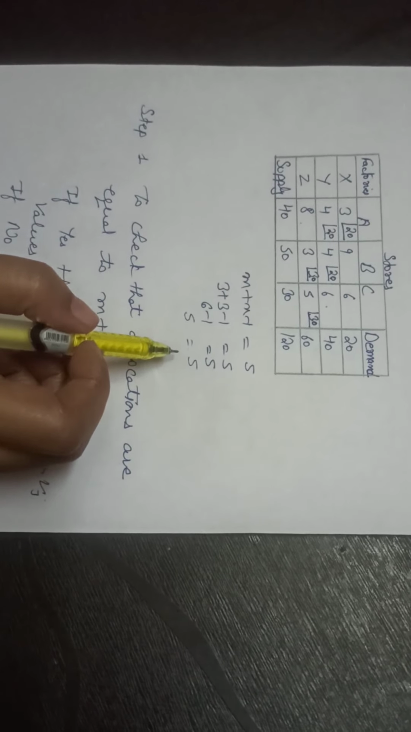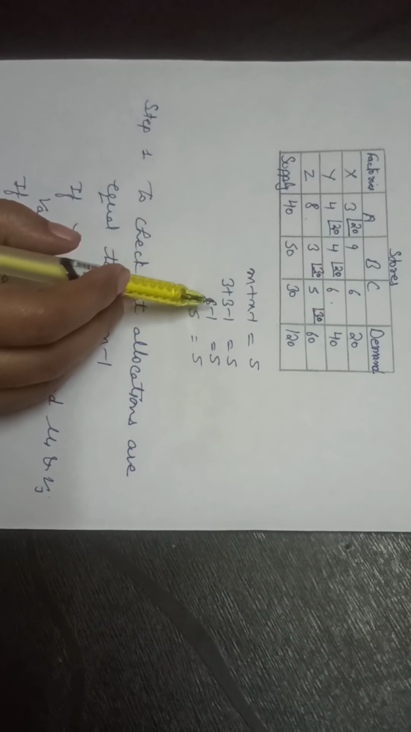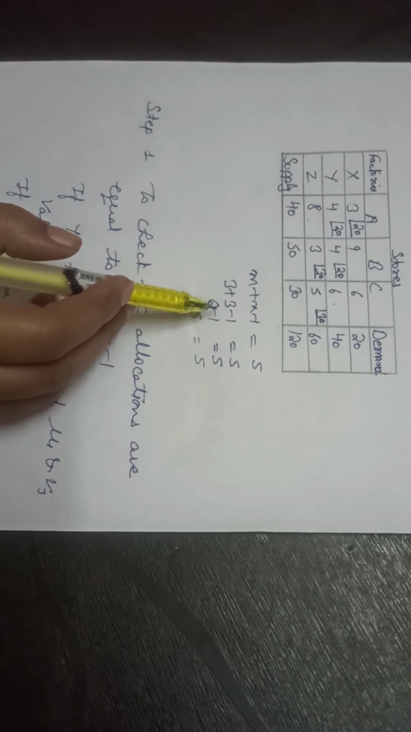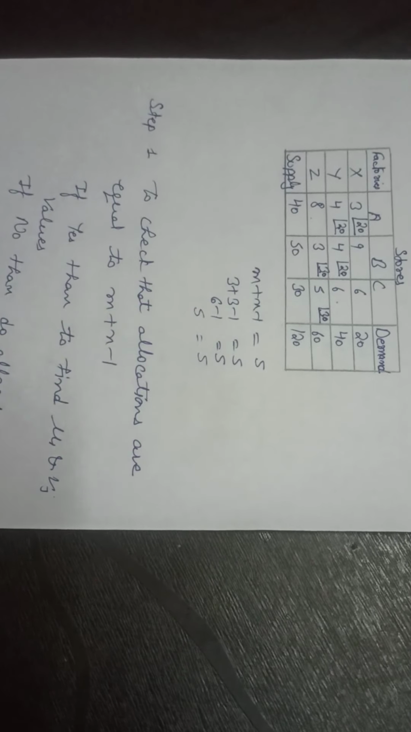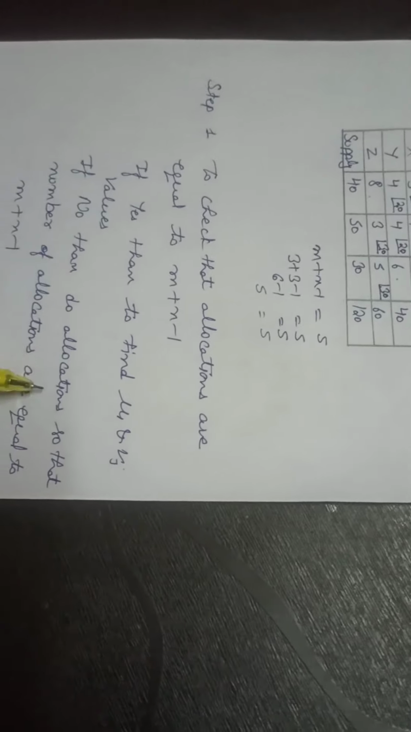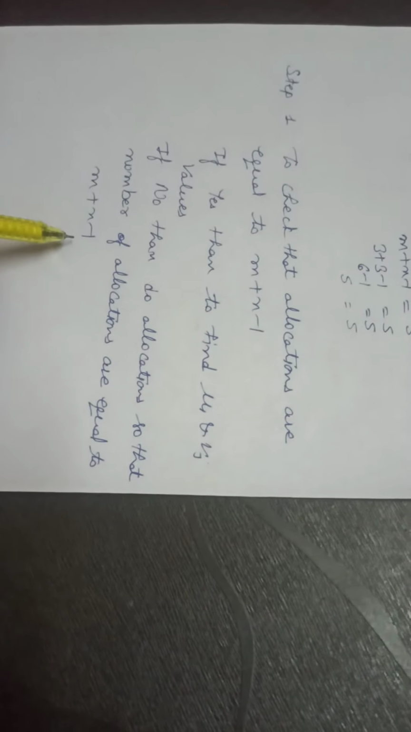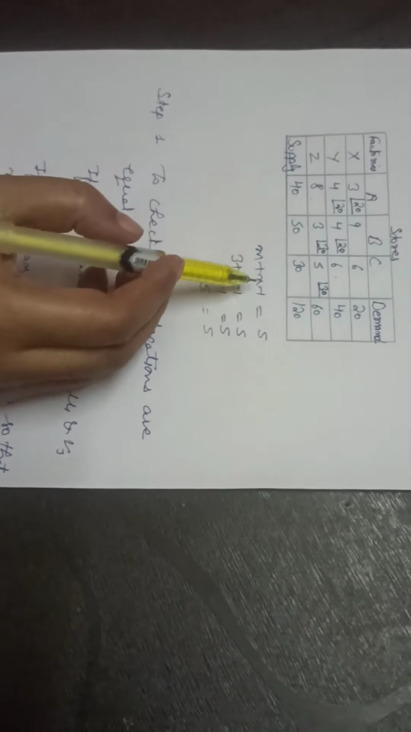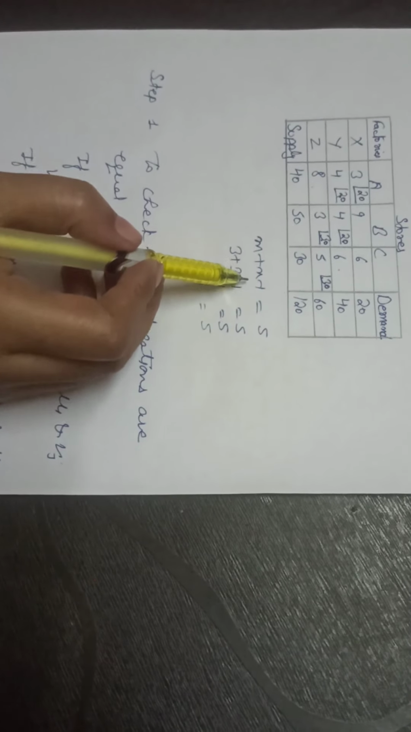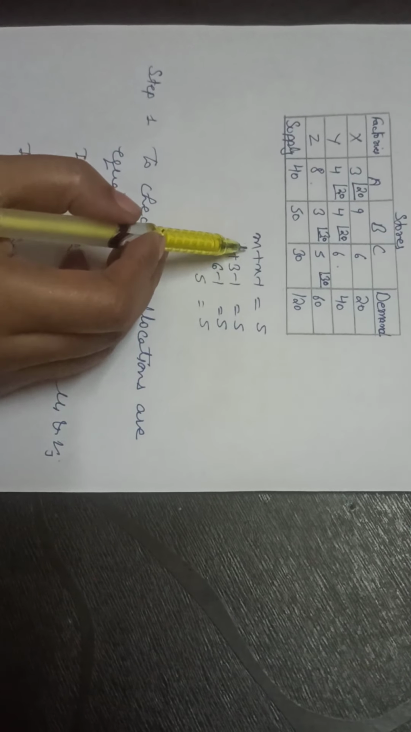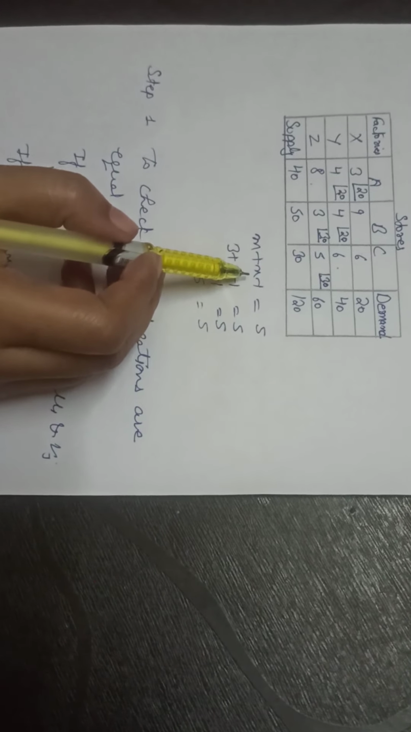If the number of allocations is equal to m plus n minus 1, then we can find u values and v values. And if the number of allocations is not equal to m plus n minus 1, then we have to make allocations so that the number of allocations is equal to m plus n minus 1. But in this problem we have 5 allocations. So we have the number of allocations equal to m plus n minus 1, which is very easy. So we can find the u and v values.